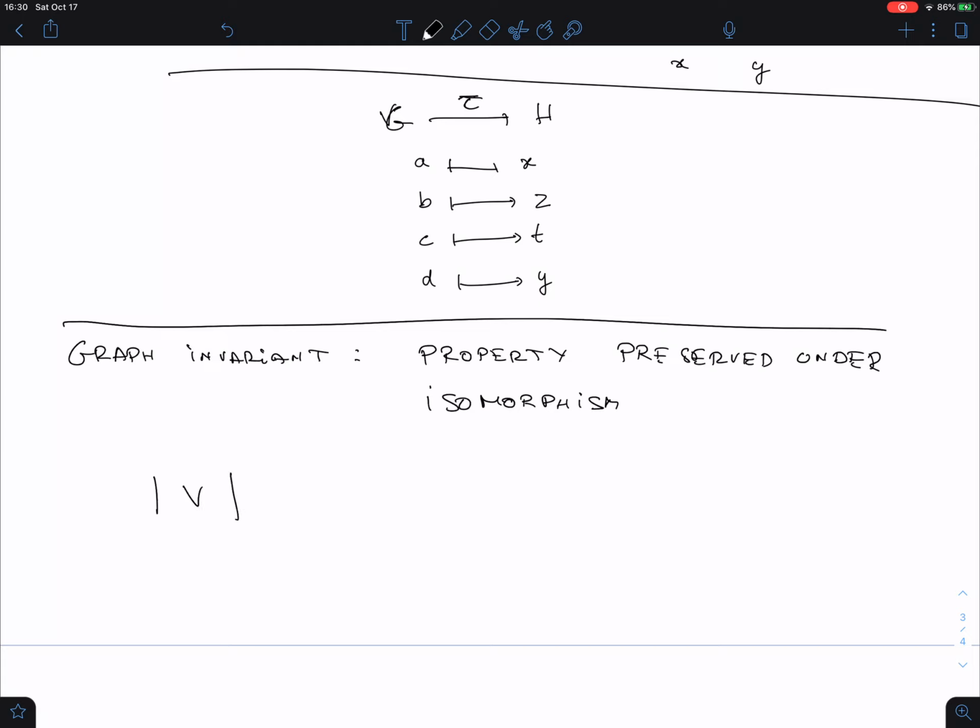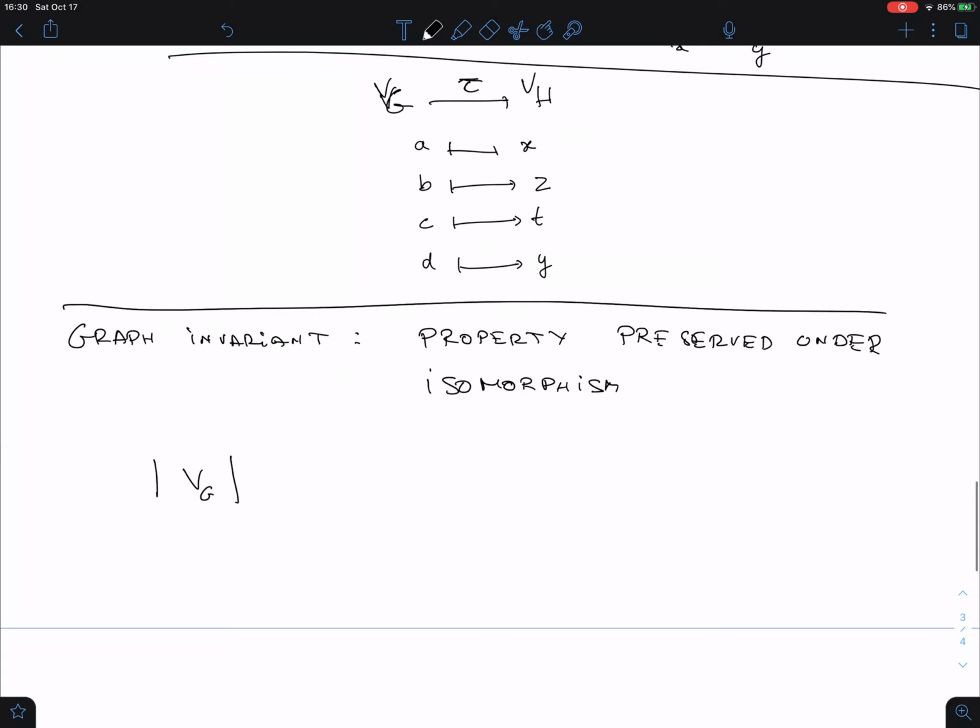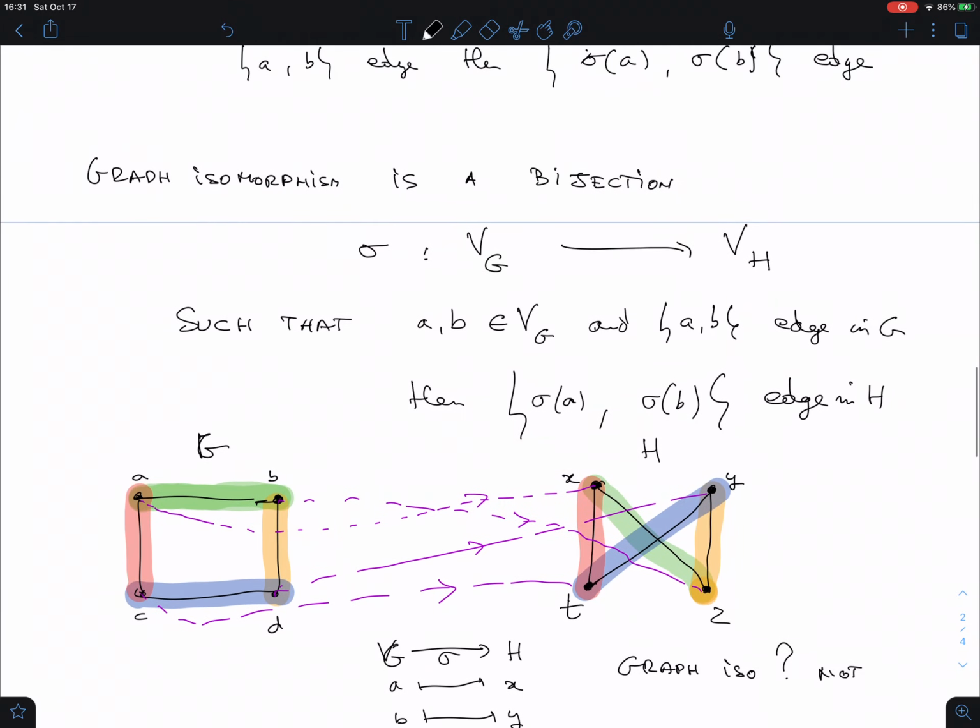So the number of vertices of G. Oh, I see. This is VG and this is VH, right? So that's why, okay. And the number of vertices of VH. The number of vertices are the same because we have a bijection between the two. In my definition, where is my definition here? I have a bijection, which means that I have to have the same number of elements here as the elements here. So that's a graph invariant.